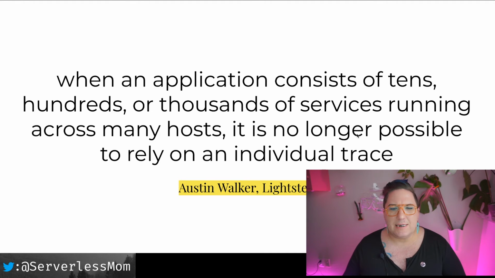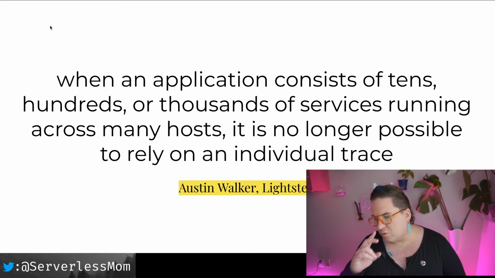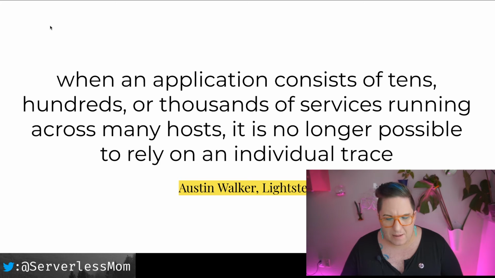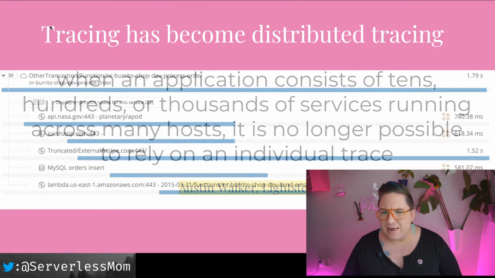But Austin Walker at Lightstep observes that when an application consists of tens, hundreds, or thousands of services running across many hosts, it is no longer possible to rely on an individual trace. So while a trace in a monolithic context was relatively easy to stitch back together, now we're just not able to do that as easily.